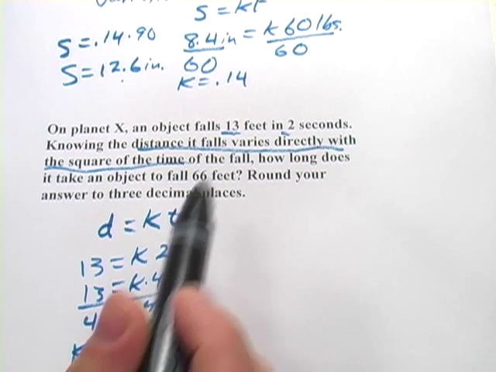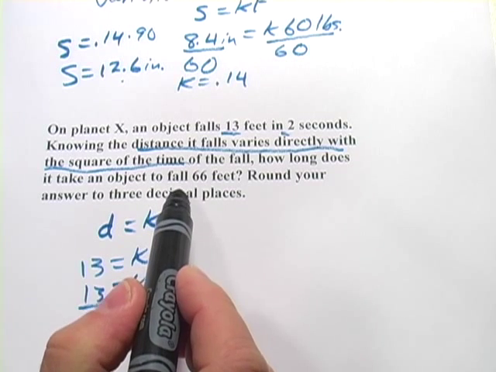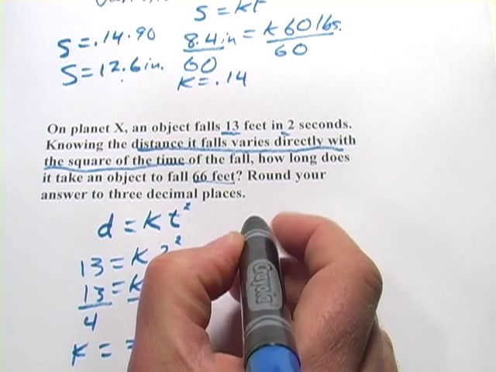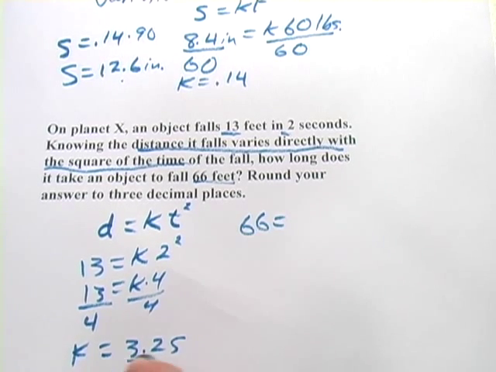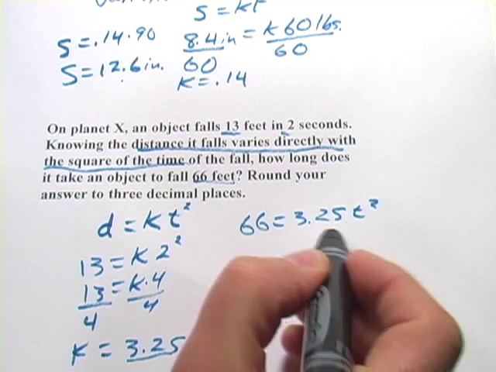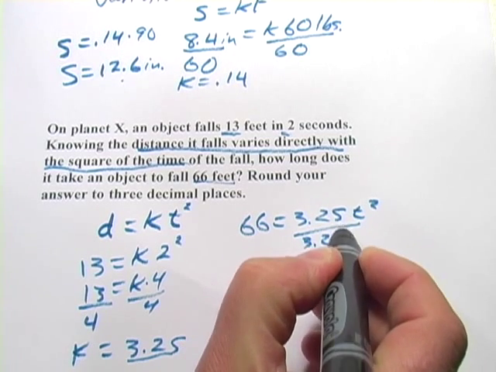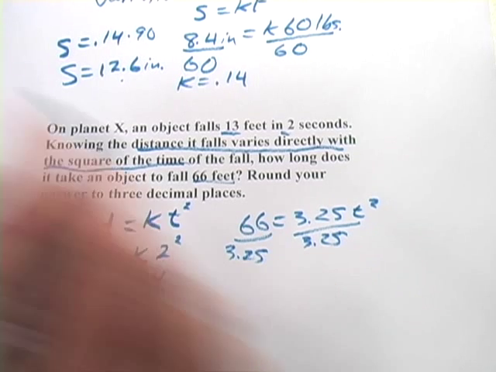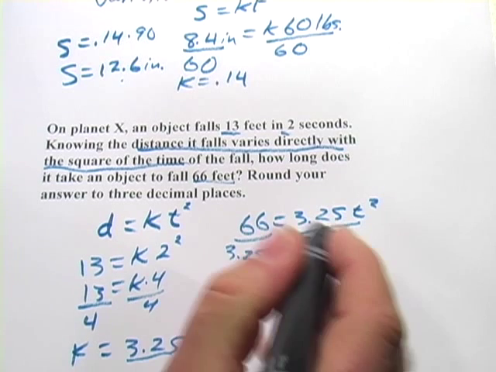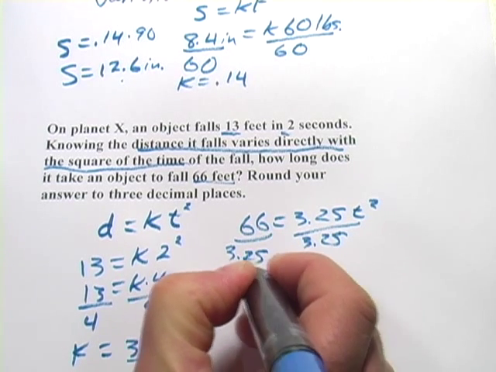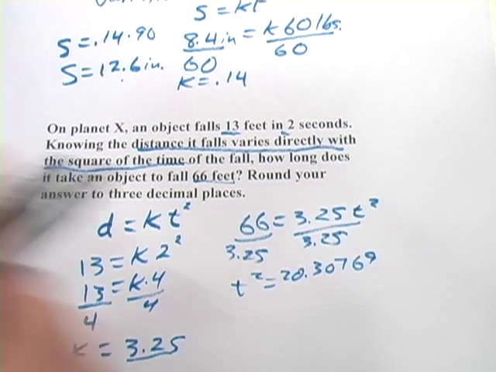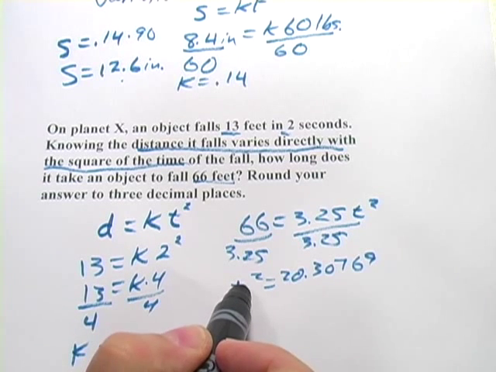Okay, now we can go to the second part of the question. It says, how long does it take an object to fall 66 feet? So that's the distance. So we're going to plug that in for D. So 66 equals, and we have our K, it's 3.25 times T squared. So to solve for T, we need to divide both sides by 3.25. 66 divided by 3.25, and I get T squared equals 20.30769.